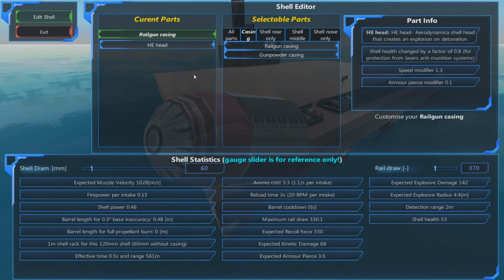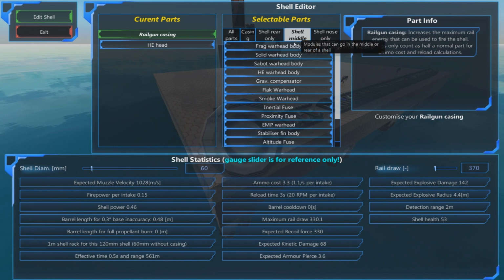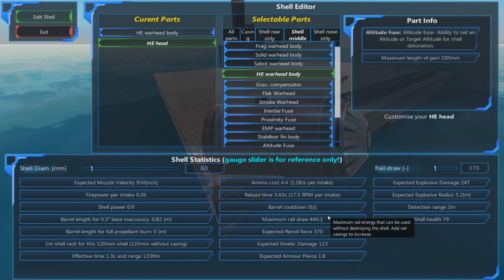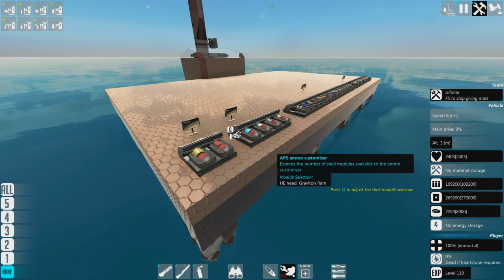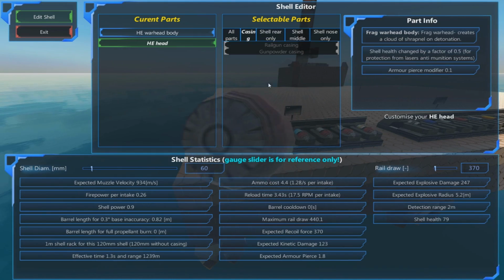So, railgun casings, good idea to have them in railguns, but only if you need them, because if you're making a pure railgun, you can not bother with casings at all, and it's absolutely fine. So, that's all well and good. Those are the two kinds of casings. There's only two in this section.